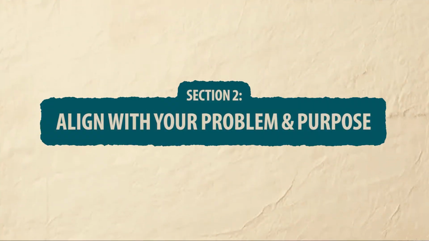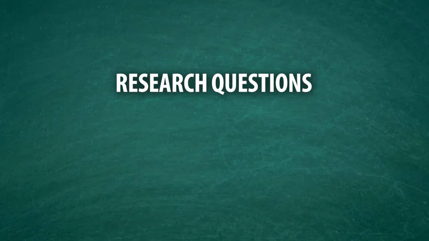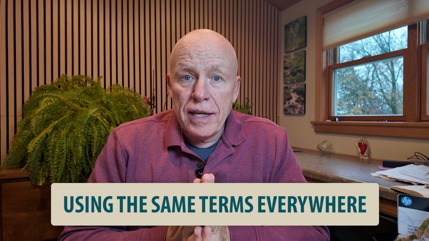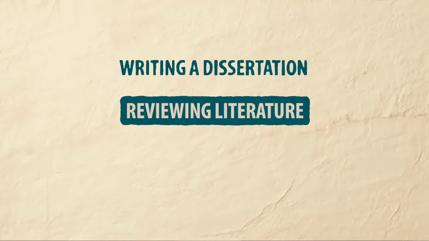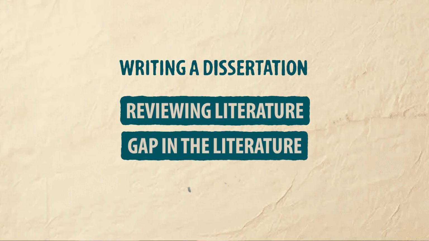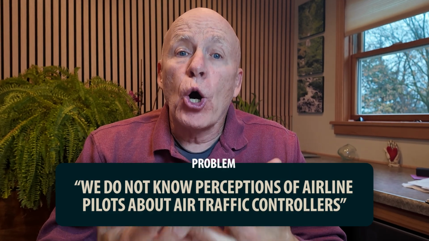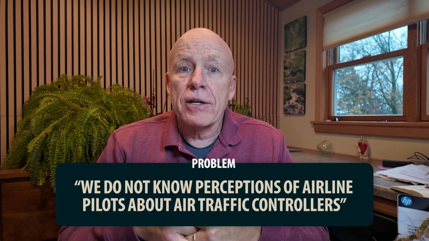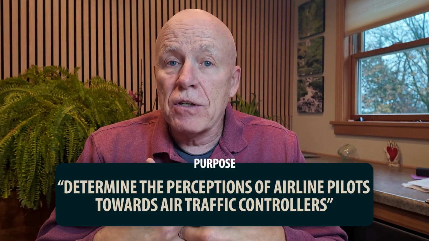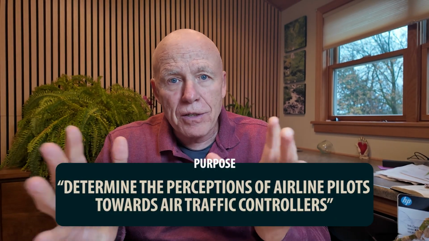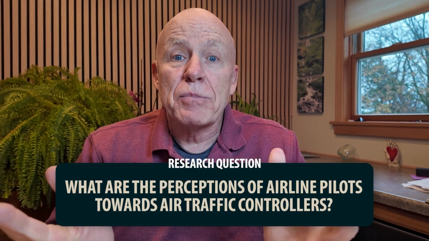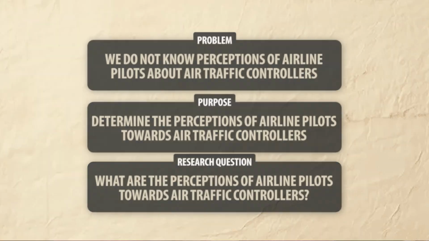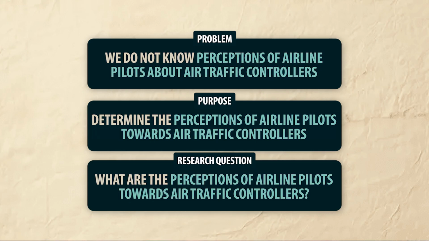So I've talked about alignment. Alignment is a huge term. Aligning your research questions with your problem and your purpose, using the same terms everywhere. Typically, when you're writing a dissertation, you start with reviewing literature, and from that literature, we find the gap in the literature, what hasn't been done, and that becomes our problem. The problem is that we do not know perceptions of airline pilots about air traffic controllers, for example. Our purpose of this qualitative research study is to determine the perceptions of airline pilots towards air traffic controllers, and it could be a little more sophisticated than that. Now, I know my problem, I know my purpose, now I have research questions. Well, what are the perceptions of airline pilots towards air traffic controllers? All 3 of those use the same words within the context of the purpose of each statement.